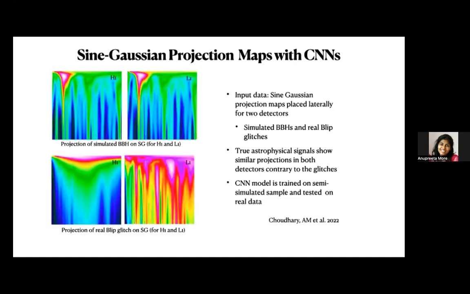So your sine Gaussian signal, this is some kind of presentation of your noise. No, it is the data. So data has signal plus noise. But if it has signal, this is what we show. If we have a BBH signal, then this is where it will have high projection. That's what we are showing.